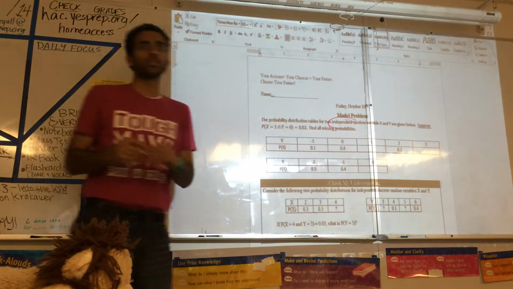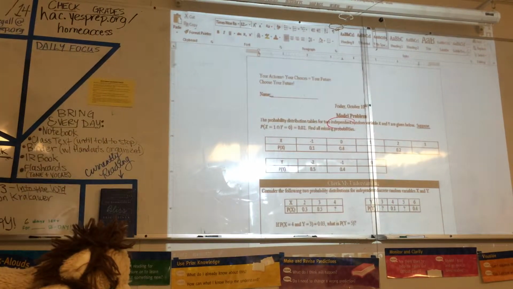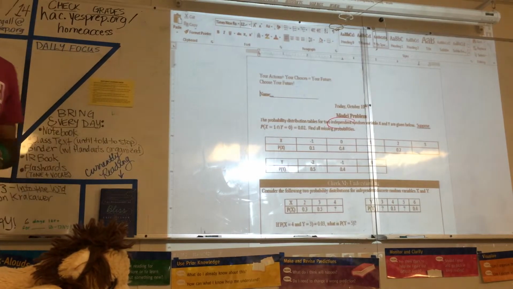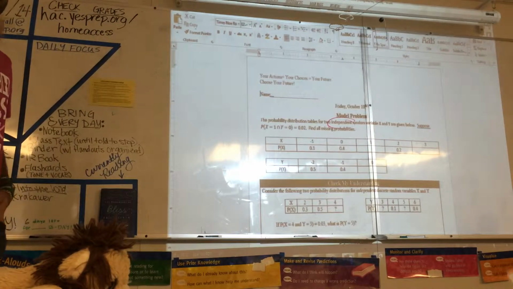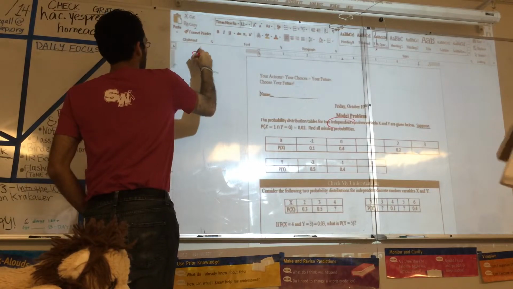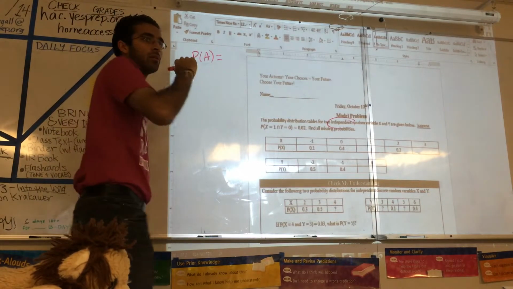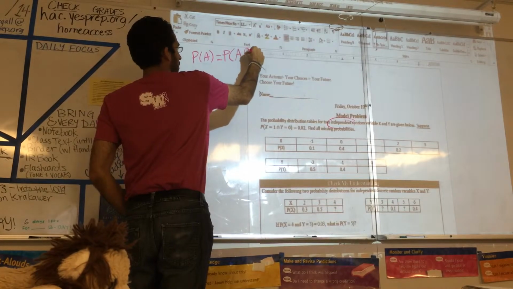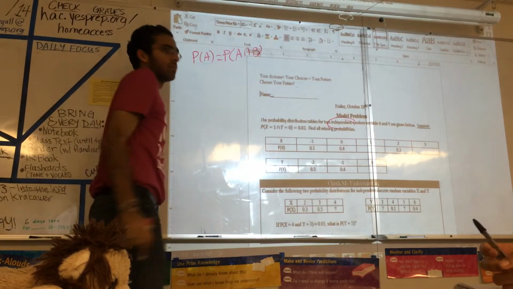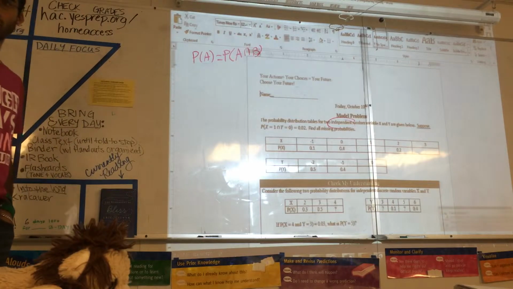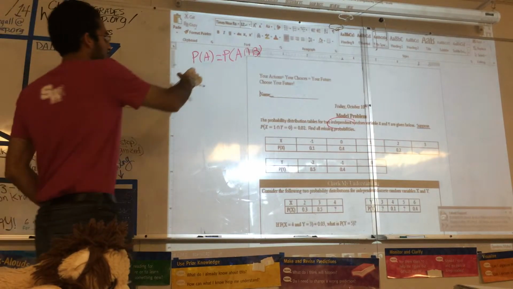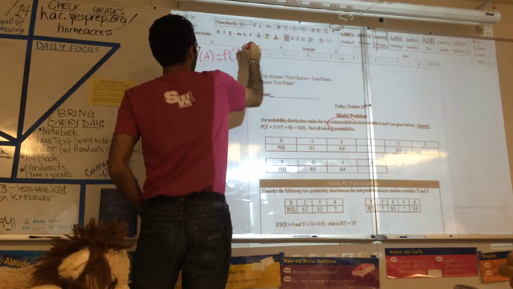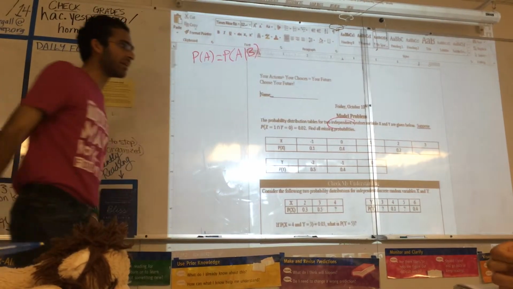What are the two things that we know have to be true for independent variables? There are two equations we know must be true. Jennifer? The probability of A is equal to the probability of A given B. That's definitely 1. We need to know that.